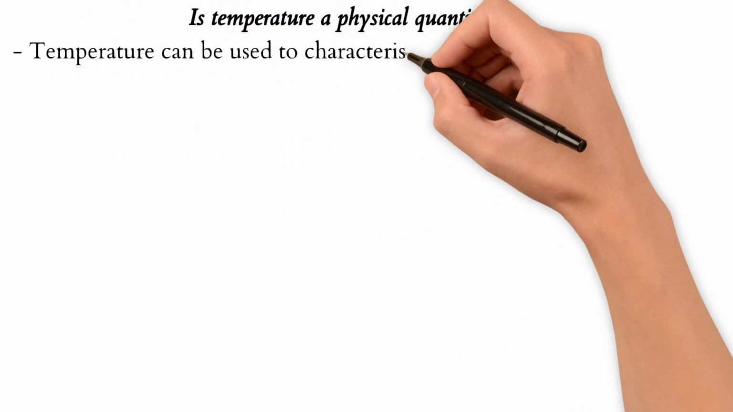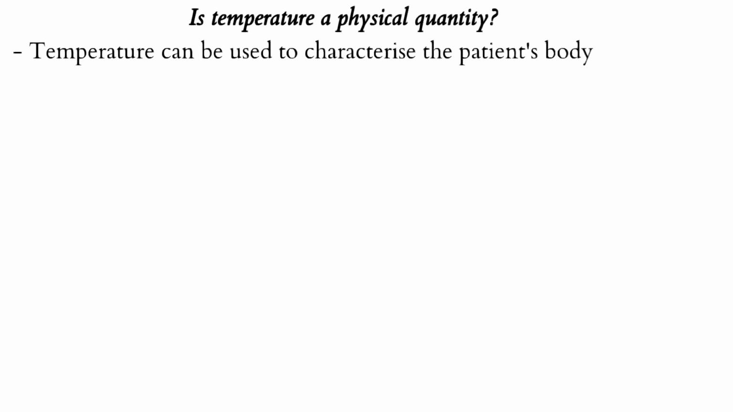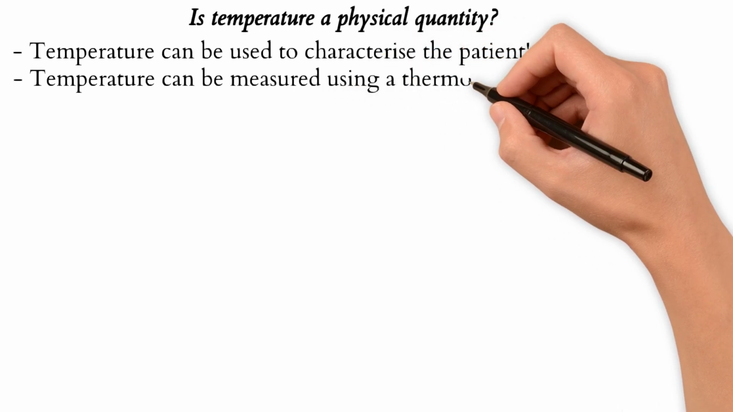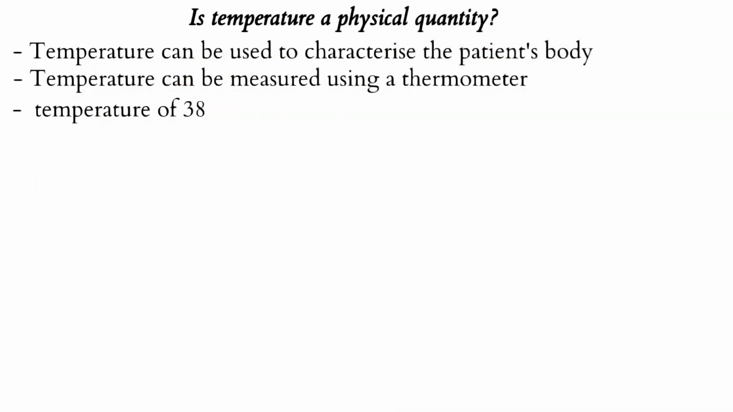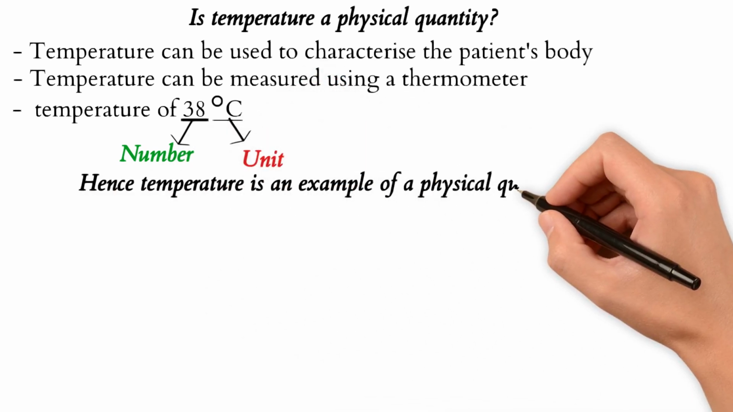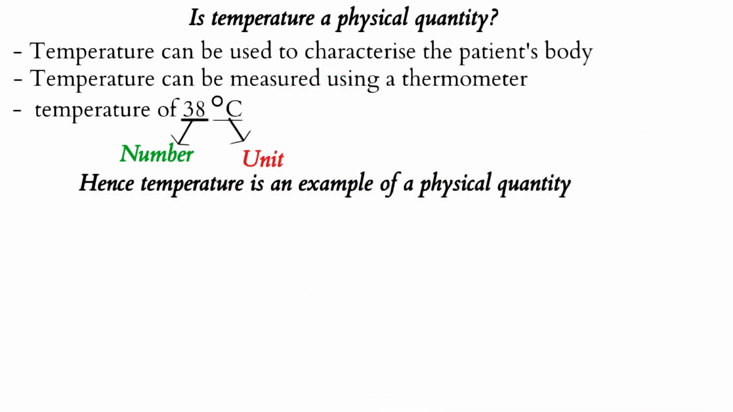Temperature is a physical property of the patient's body. Why? Because we can use it to describe the patient's body. Temperature can be measured using a thermometer. The measured value of 38 degrees Celsius has two parts, 38, which is a number, and degrees Celsius, which is a unit. So, temperature is a physical quantity.